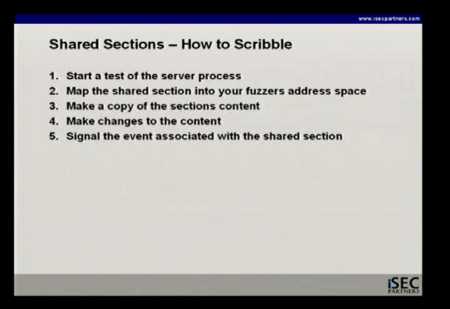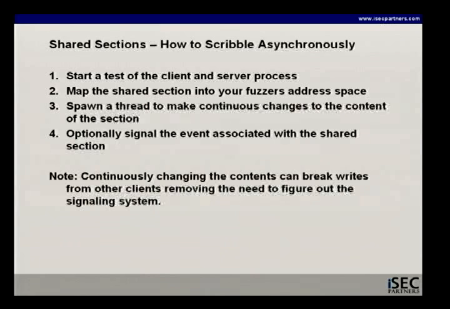Oh, the problem with that is that you need to know what the synchronization scheme is. You can guess if the server's got one event and one shared section that they're probably related, but you don't necessarily know, and it could be something totally unrelated. It could be that the user clicks a mouse, or it could be anything. So not my favorite way to go. My favorite way to go is with the asynchronous scribbling. This one's more automatable because you don't need to actually understand how the server and client are talking to each other. You don't need to know the signaling mechanism. All you need to know is that they're using some shared section.